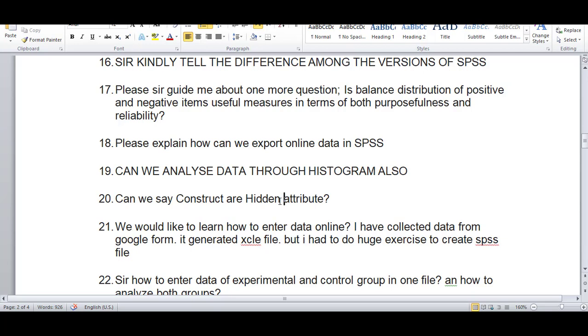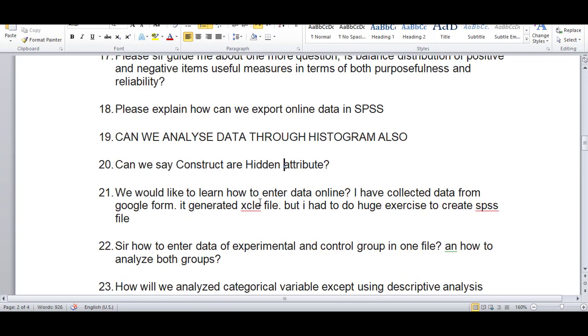So you can say a construct is an abstract thing that is not a tangible thing. It's an abstract thing, and the other thing is that a construct cannot be measured directly. So I would not say it's a hidden attribute.